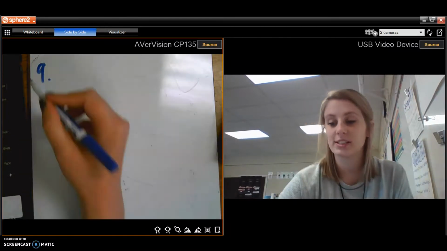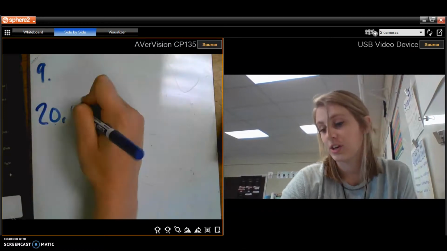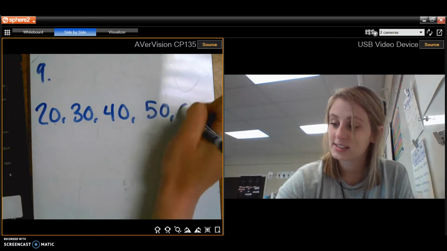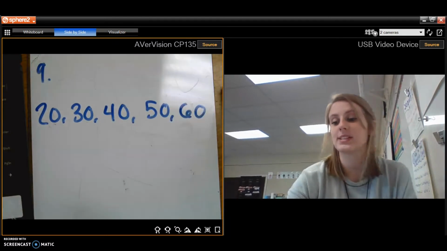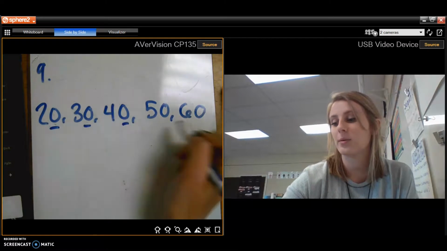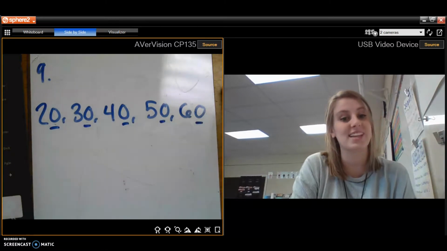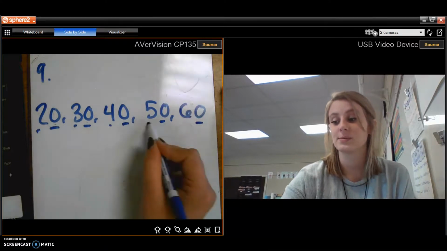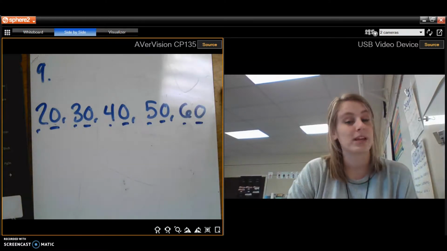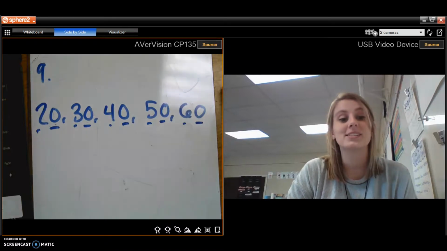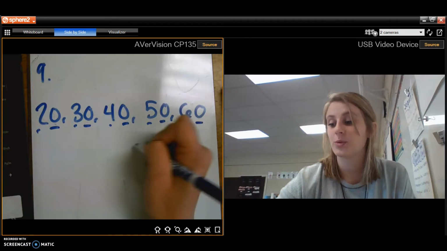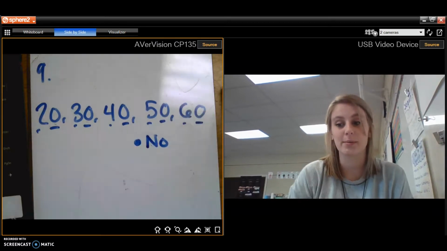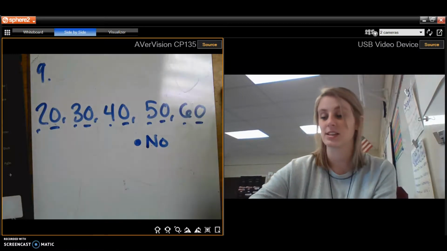Our next one is 20, 30, 40, 50, 60. So let's look at our ones place again. Are we skip counting by 5s if all of our numbers end in zeros and the only thing changing is our tens place? Nope. In this problem, we were counting by tens. So you are going to circle or fill in the bubble that says no again, because we're skip counting by tens for this problem.